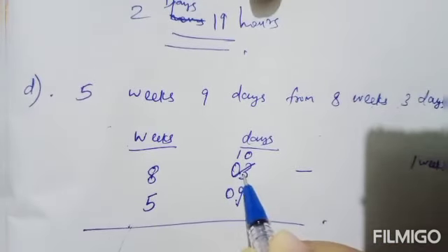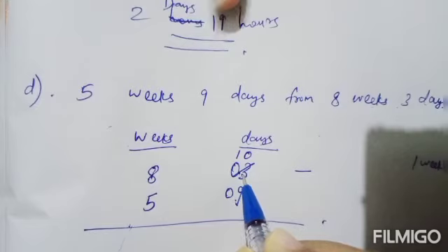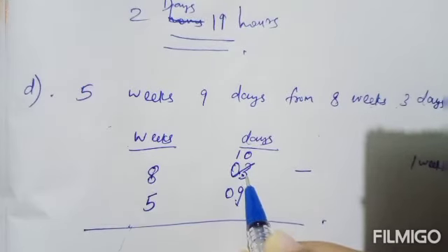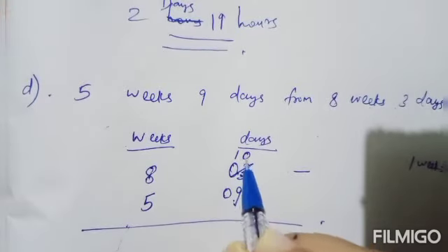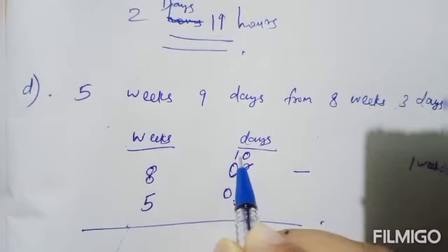Okay, to this 3 we are adding 7 days. That is 1 week in days you are adding to this side. Okay, 1 week 7 days. When we add this to the 3 days, 7 plus 3, 10, you will get here.